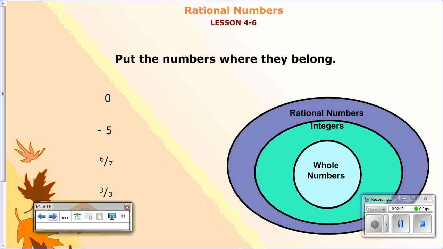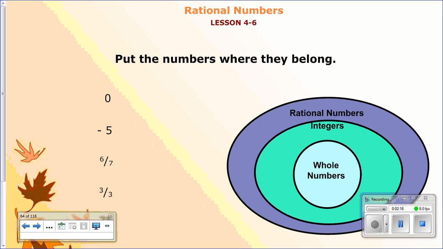So here I have a little category piece for us, and we need to decide where each one goes. I have my rational list, I have my integers, and I have my whole numbers. So 0, we can do this one together. 0 is considered a whole number because it's 0 and up. 0 is considered an integer because that's a positive or negative whole number. And 0 can be written as a fraction, 0 over 1. So it's a rational number. Now go ahead and do the same thing with -5, 6/7, and 3/3. Decide if the numbers are whole numbers, integers, or rational numbers. A couple of them can go to a few different categories. So go ahead and decide that now.